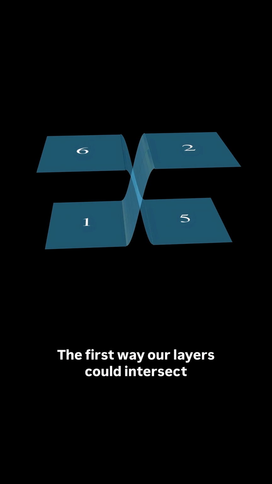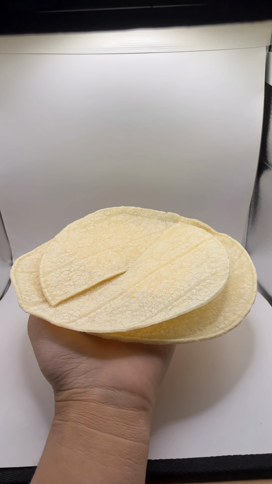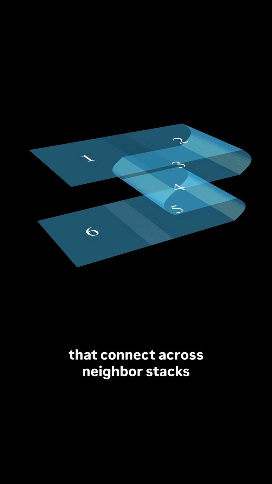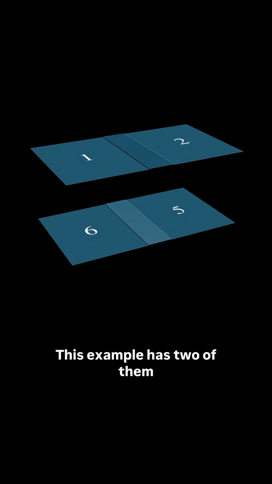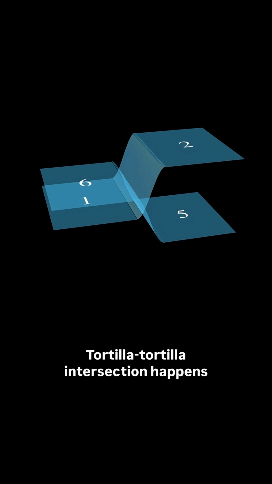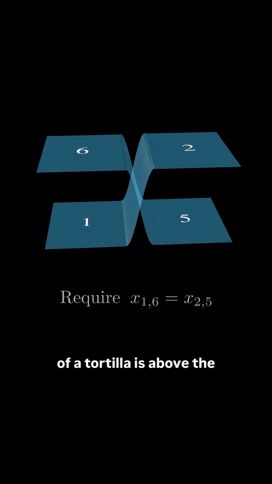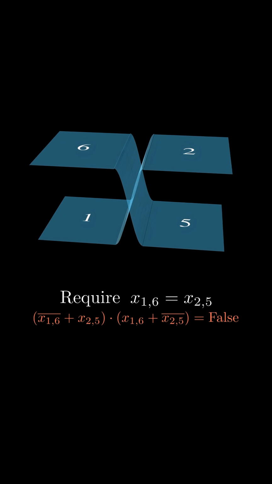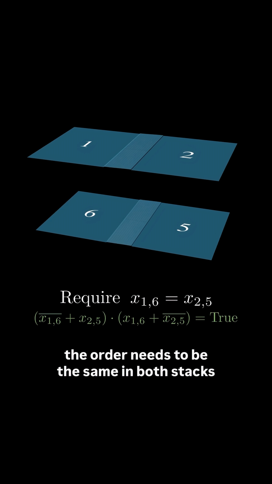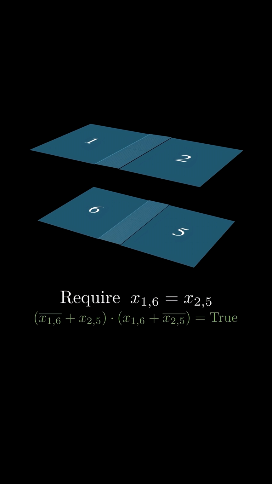The first way our layers could intersect is called tortilla-tortilla. A tortilla is a pair of faces that connect across neighbor stacks. This example has 2 of them. Tortilla-tortilla intersection happens when half of a tortilla is above the other and the other half is below. We prevent this by stating that the order needs to be the same in both stacks.